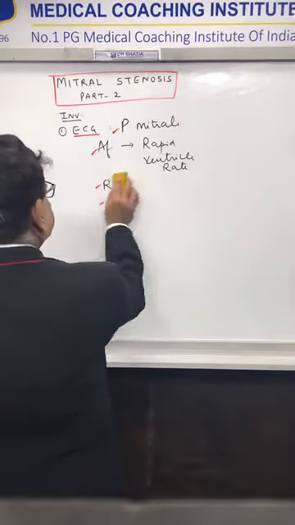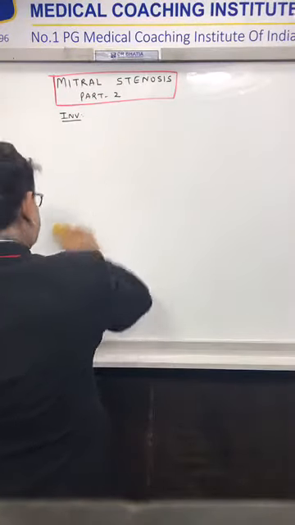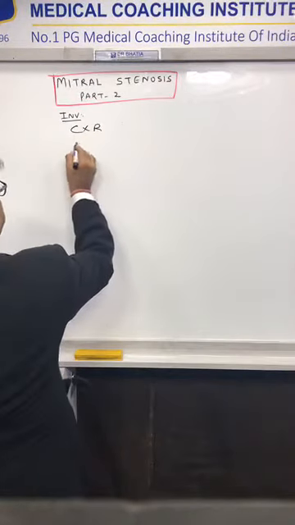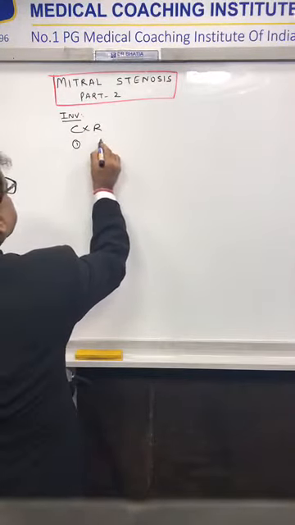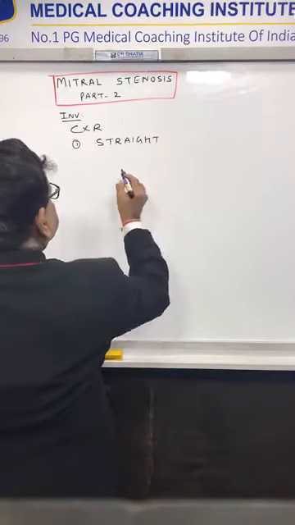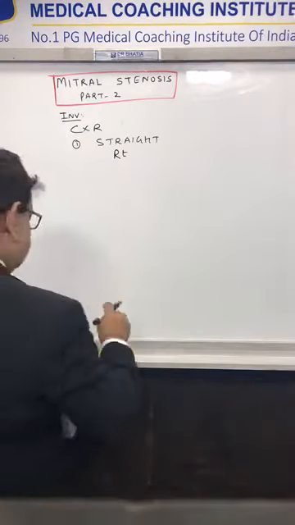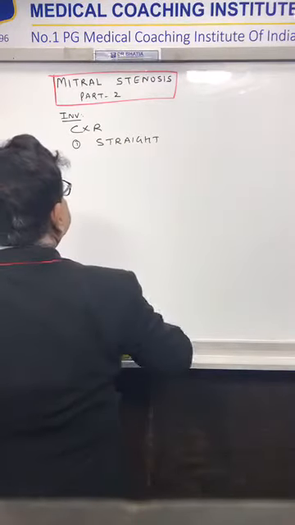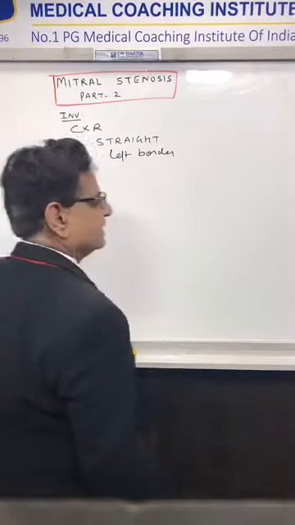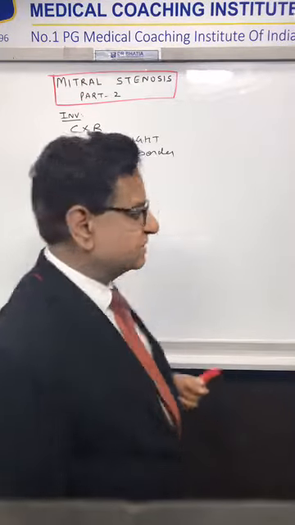Now, what do you get in X-ray? In an advanced case of mitral stenosis, on chest X-ray, first of all, we get straightening of the left border. This is the first finding, the earliest finding in a case of mitral stenosis.